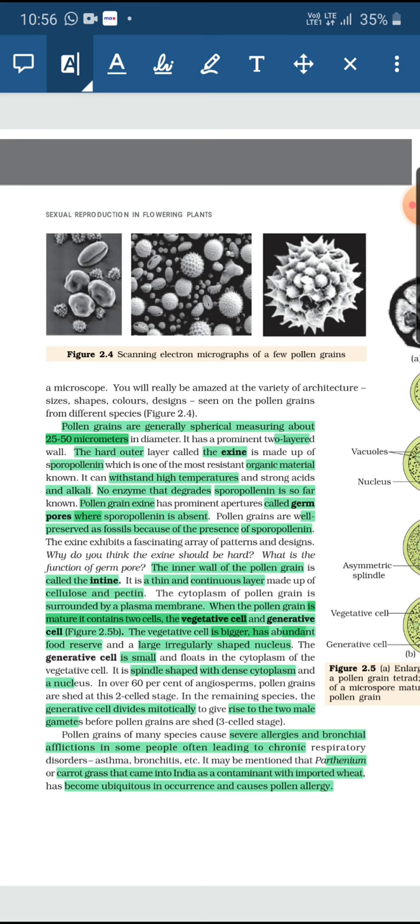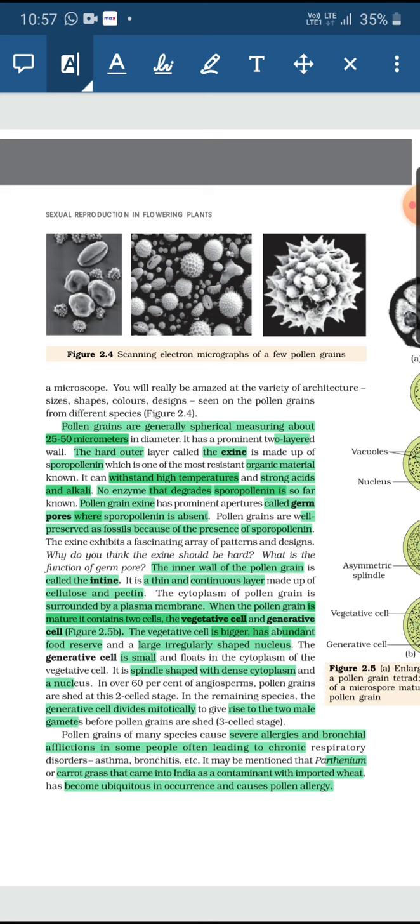sporopollenin. Now, this sporopollenin is a very resistant organic material. It can withstand high temperature and strong acids also. It can also withstand strong alkali. There is no enzyme known so far that can degrade sporopollenin. So, sporopollenin is the major reason for the resistant nature of the outer hard layer of the pollen grain.